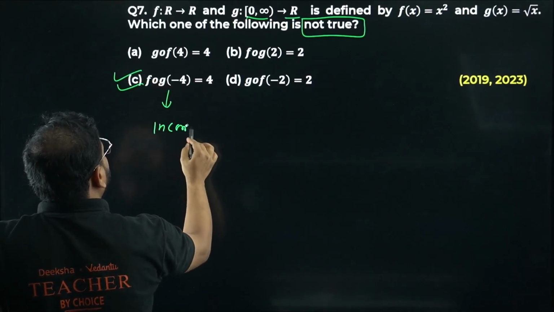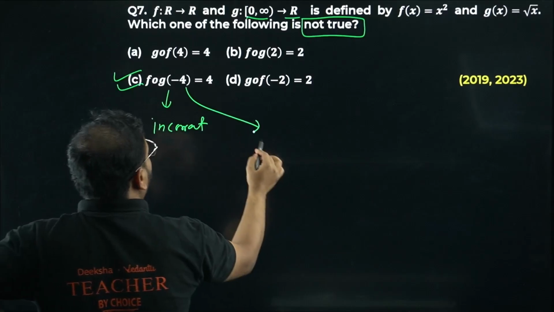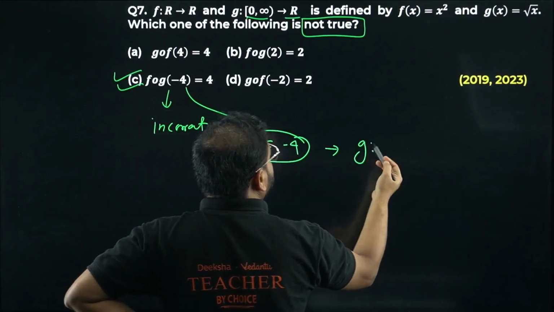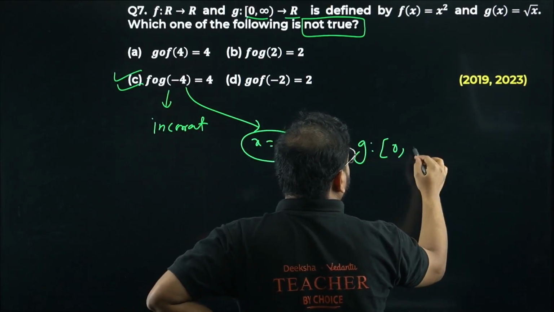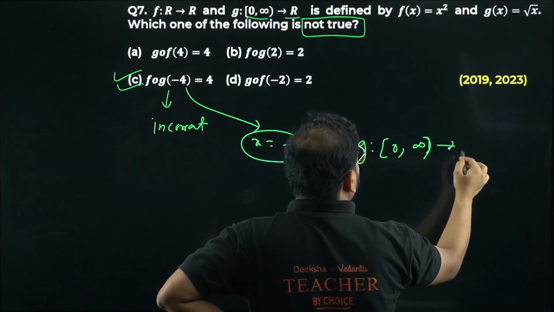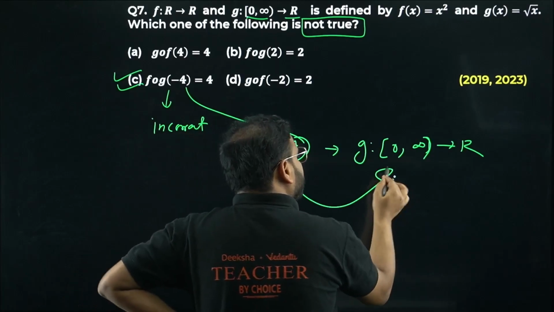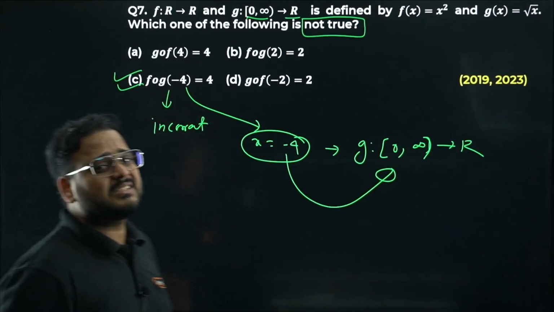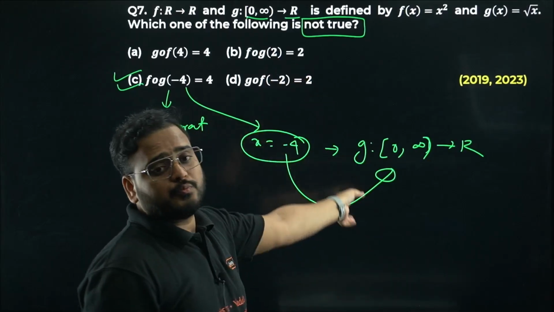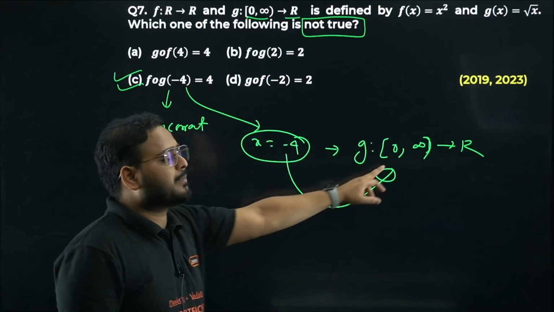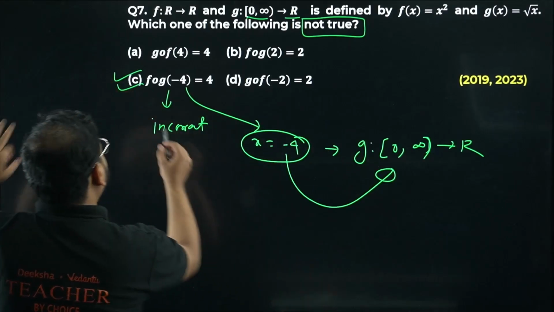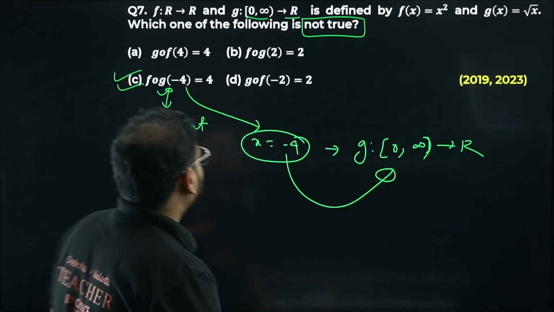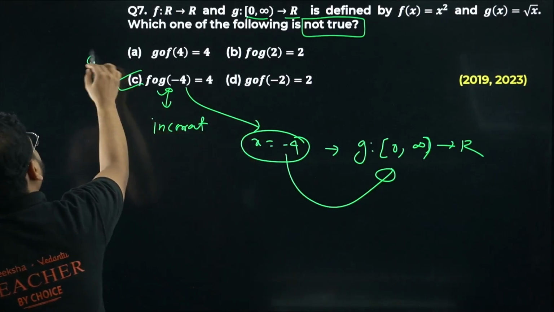How come, sir? Please check. Because we are taking this value of x as minus 4, for the g function, which is defined from 0 to infinity to R. Will this minus 4 come in this domain? No, it is not defined. Option C is the incorrect option. It's not true. x equal to minus 4 is not part of the domain of g. Please check. For fog, g is applied first. So the option is C, and next is question number 8.